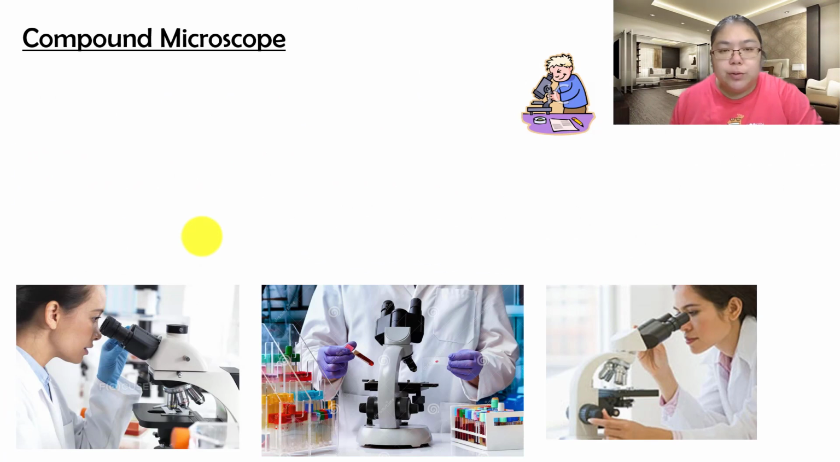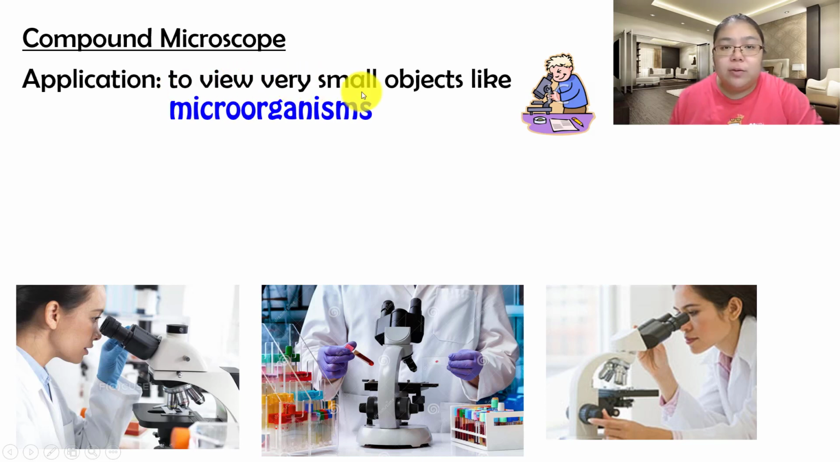Okay, now we need to go to another one. It's a little bit more difficult. We're using two convex lenses combined to make a microscope. Everybody knows the microscope; its function is to view small objects, just like microorganisms. So from here, we're going to introduce how to build, or how to set up, the microscope.